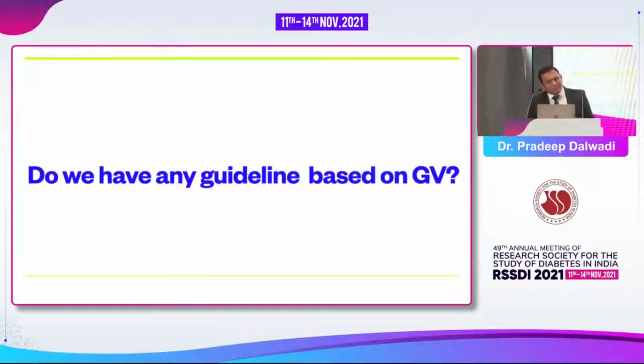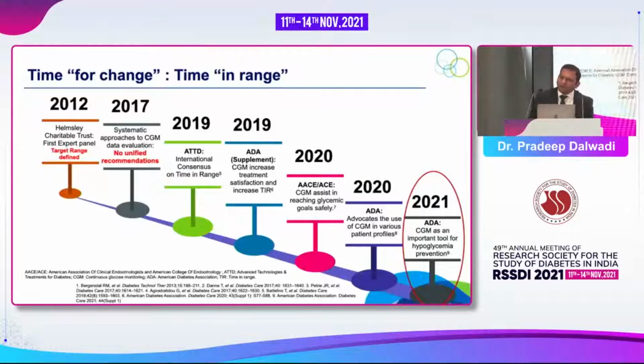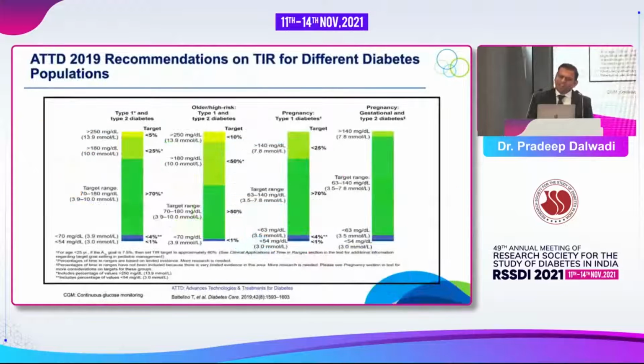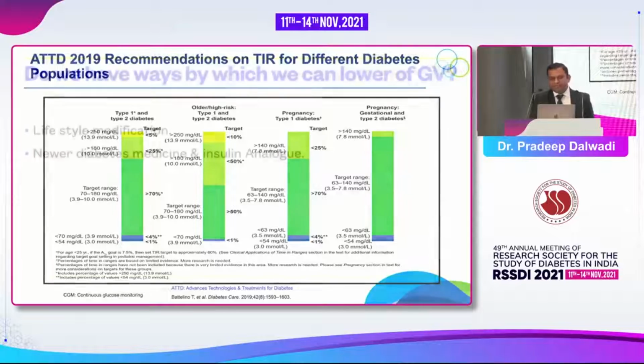Do we have any guidelines based on glycemic variability? Let me tell you, initially we did not have any guidelines, but after 2019 we have specific guidelines based on glycemic variability. And in 2021 ADA says that CGM is an important tool for hypoglycemia prevention. So definitely it is time to address glycemic variability in our diabetic patients, and we do have guidelines. If you go by the ATTD 2019 guidelines, they have clearly given recommendations on time in range for different diabetic populations. I'll not go into detail of the recommendations. What I mean to tell you is that we now have recommendations available for glycemic variability as well.